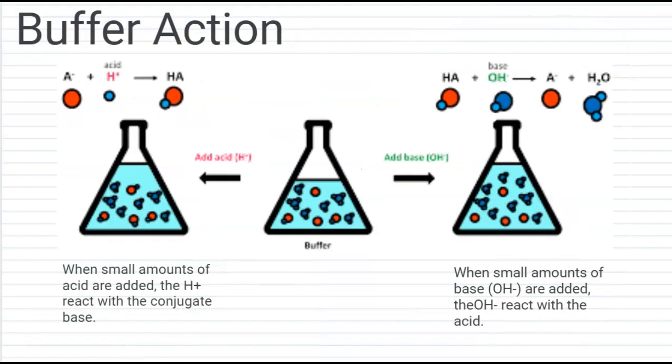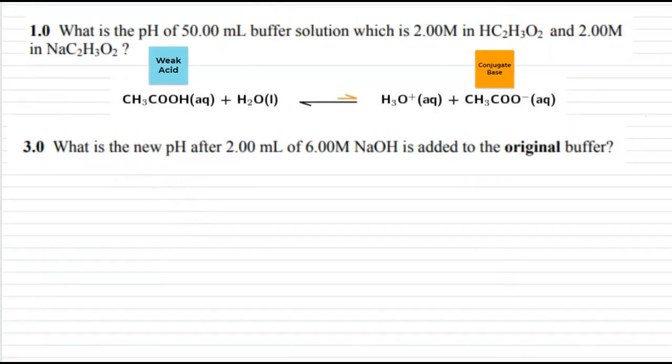Okay. Last bit is what happens if we add a base. If I add a base to my solution, it's going to react with the acid that's in solution. So that's what the next problem is going to be. So again, here at the top, this was the original problem that we had, 50 mils, and we had 2 molar acetic acid and 2 molar acetate ions.